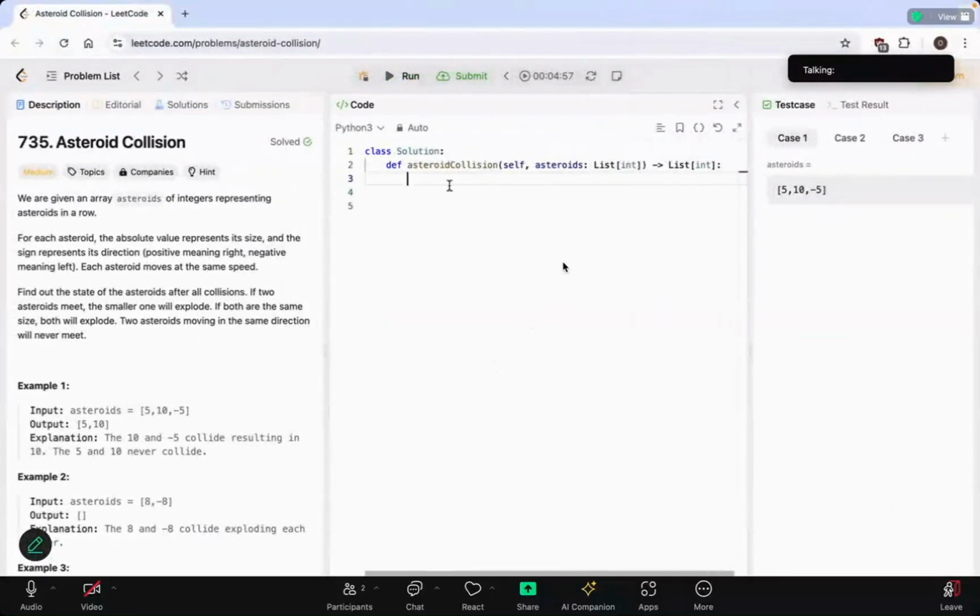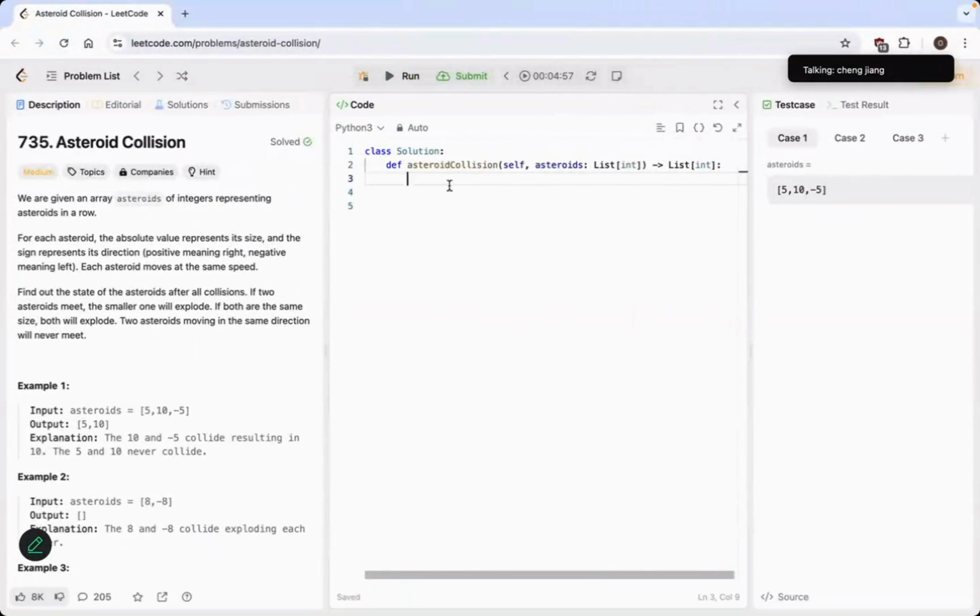Okay, now you can start this question. Before starting this question, please reset your timer. You have 45 minutes to do this question, and then you can start this question now.